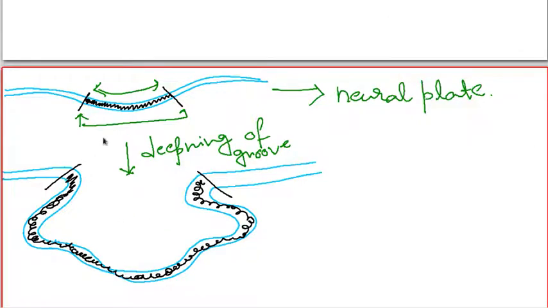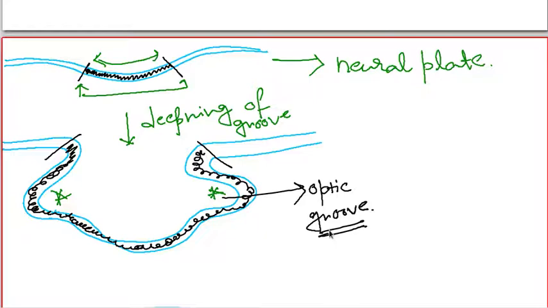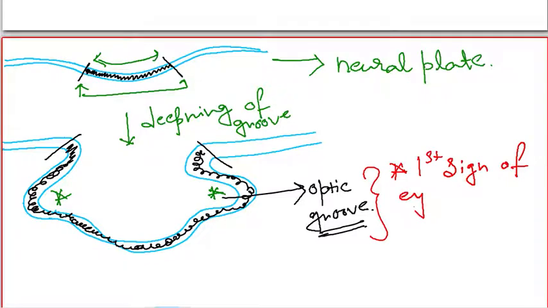After deepening, it will give rise to two specific grooves, one on the right side and one on the left side. These grooves are called optic grooves. Now this optic groove is very important: it is the first sign of eye development.